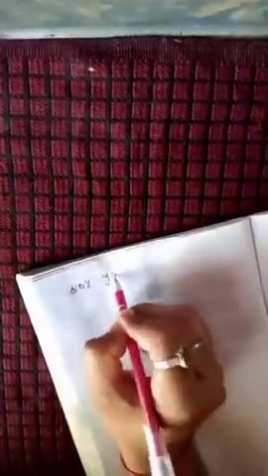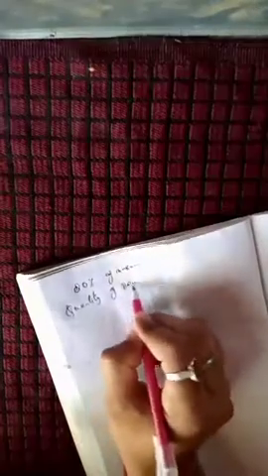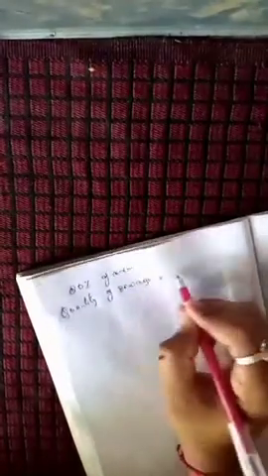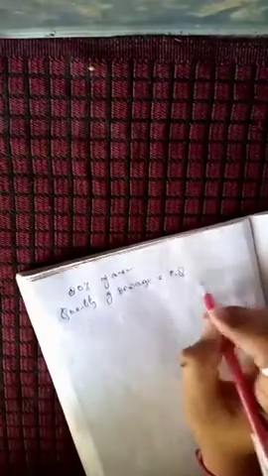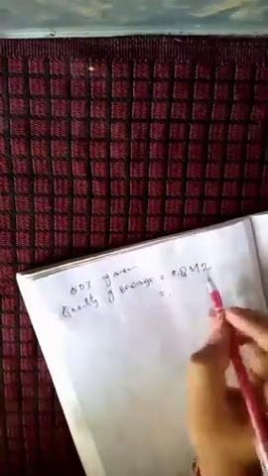Let's see how much quantity of sewage will be produced in the city. 80% of the consumption, and the quantity of sewage will be 0.8 into 12 MLD, that is 9.6 MLD. This is the quantity of sewage which is produced in a day.